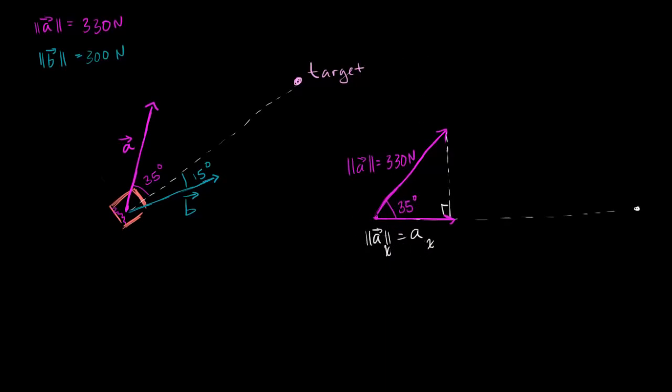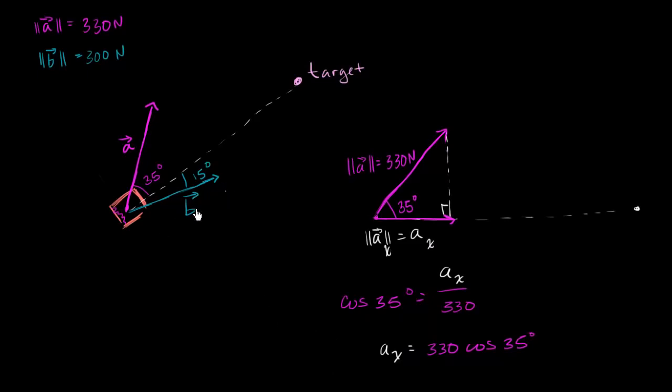So we could write cosine of 35 degrees is equal to the length of the adjacent side. That would just be A sub x without the vector over it. We're just saying that that's the magnitude of vector A sub x over the magnitude of vector A, over 330 newtons. Or we could say that A sub x is equal to 330 times the cosine of 35 degrees.